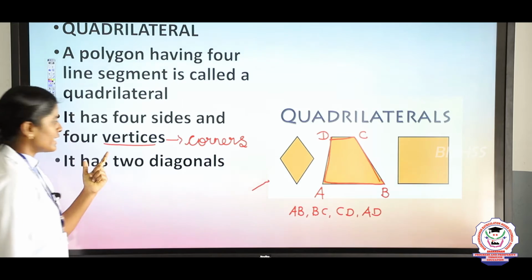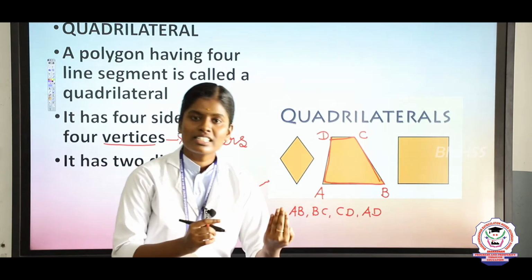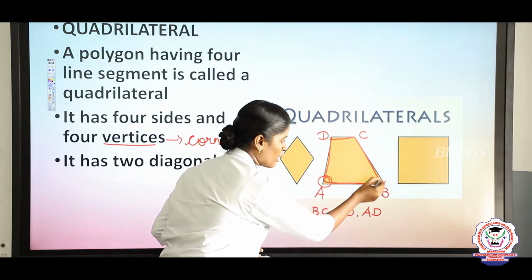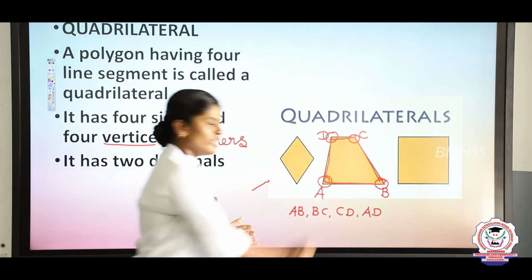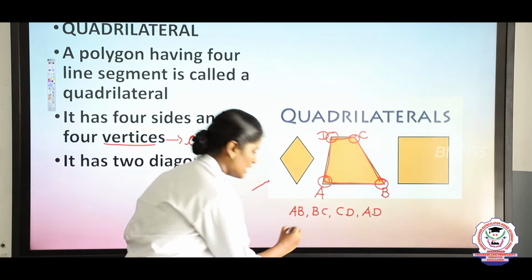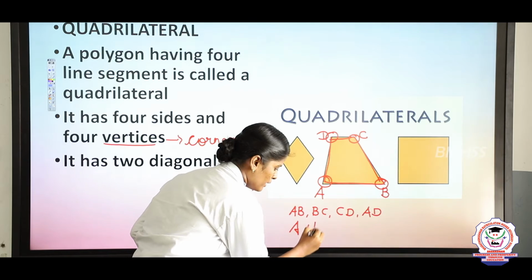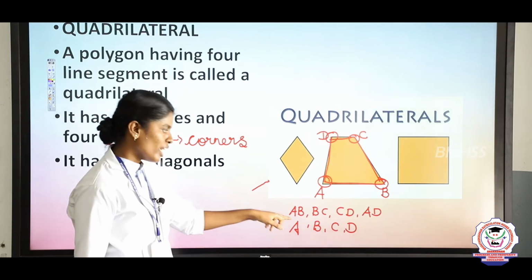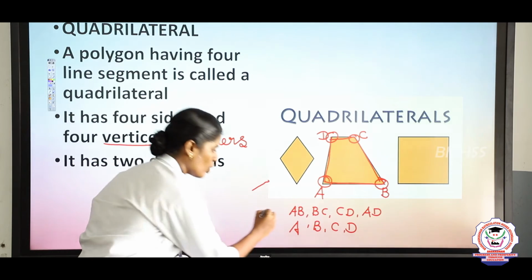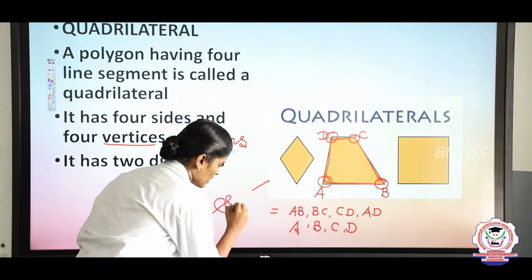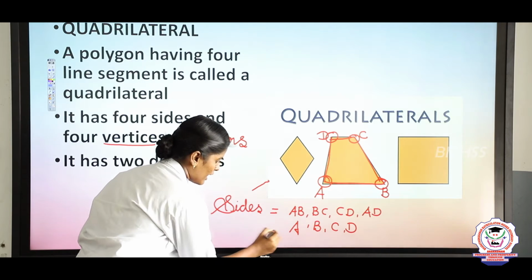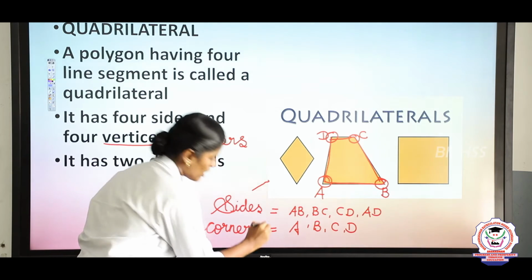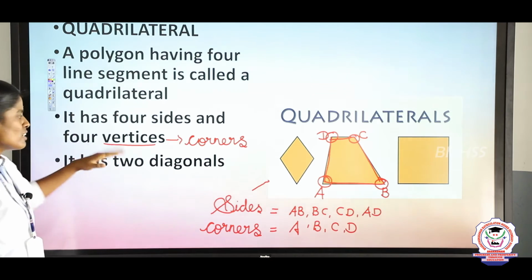The next one, it has 4 vertices. What does vertices mean? Vertices means corners. We have 4 corners, that is A, B, C, D. Here AB, BC, CD, AD are called the sides, S-I-D-E-S, and A, B, C, D are called the corners, C-O-R-N-E-R-S.